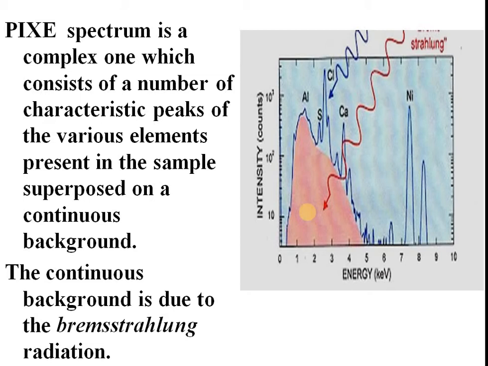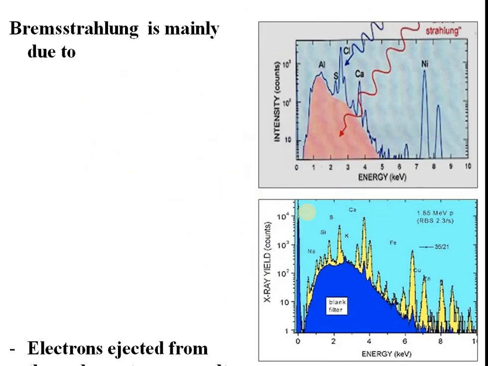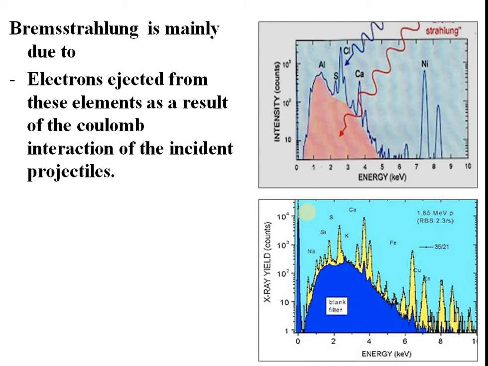Here protons are getting slowed down, resulting in the emission of certain radiation that is called Bremsstrahlung. There are various reasons for the emission of Bremsstrahlung actually. A few factors which can contribute to Bremsstrahlung are electrons ejected from the elements as a result of the Coulomb interaction of the incident projectiles.